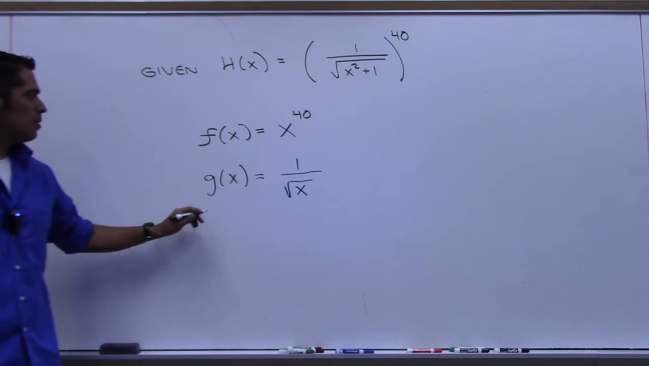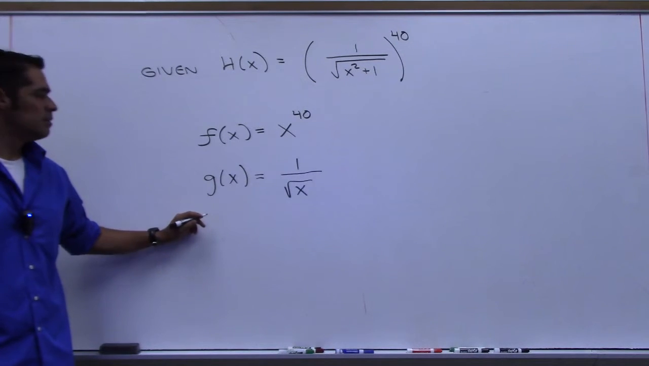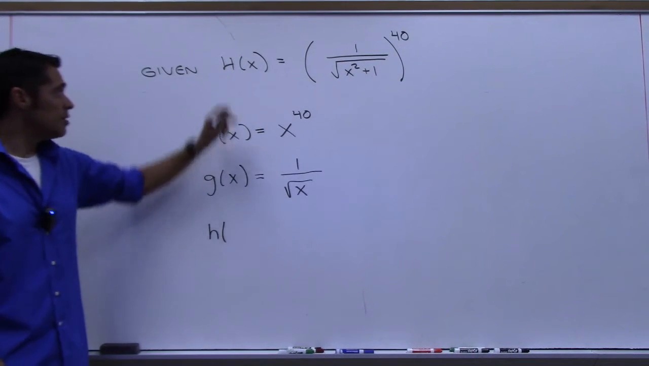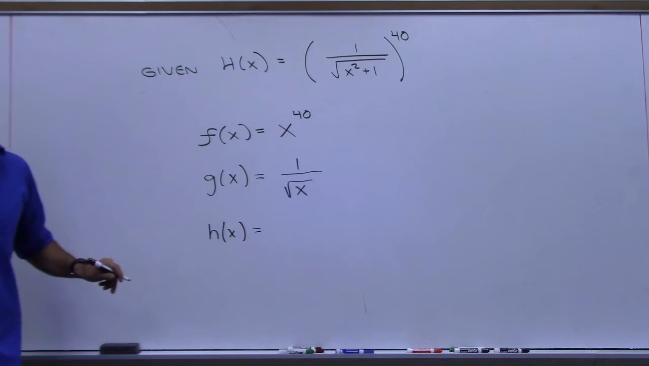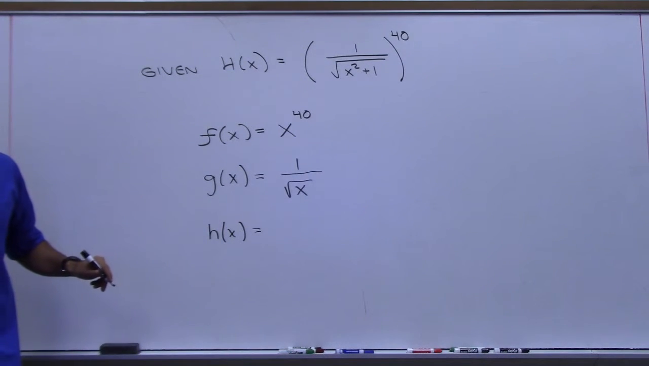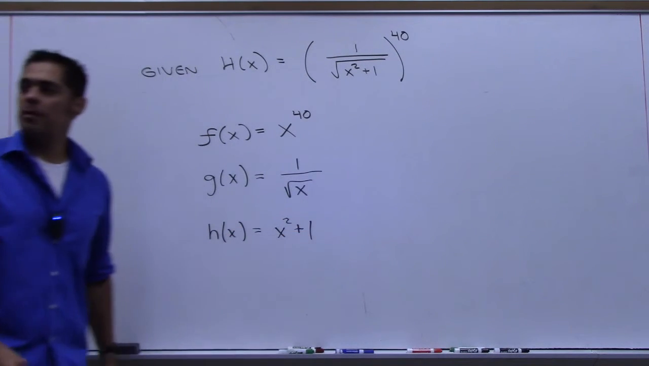And the next one down, what do you want to call it? Little h. Can't use capital H. Capital H is already being used. Would have to be what? X squared plus 1. Do you agree with this?